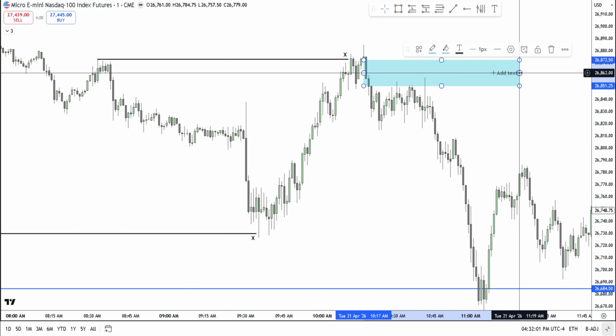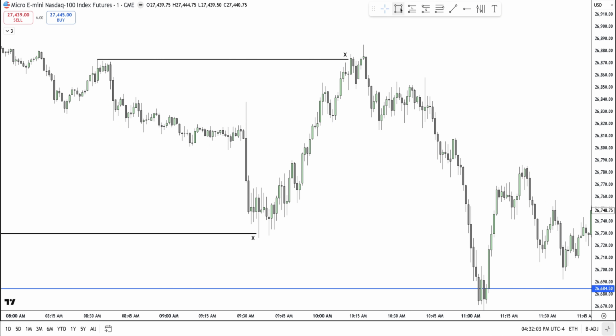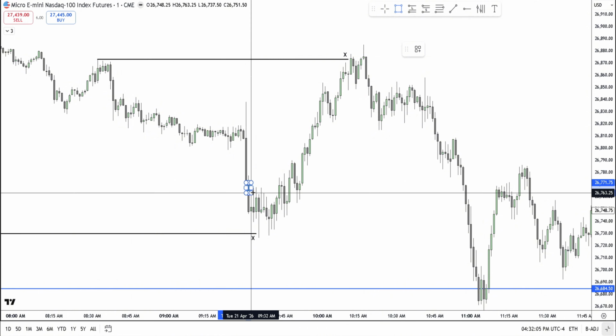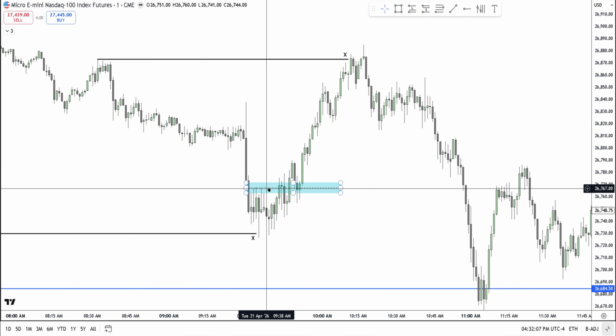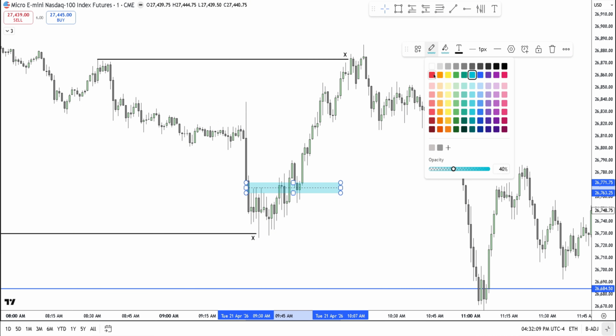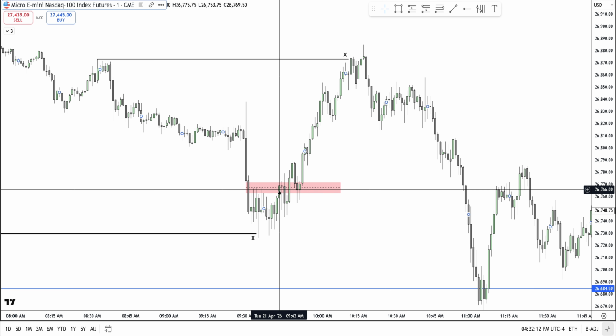We're going to delete these. We're going to go right into inversion fair value gaps. I'm going to try to do a quick and straight to the point video. Let's just change the color for you guys. So this is an inversion fair value gap.